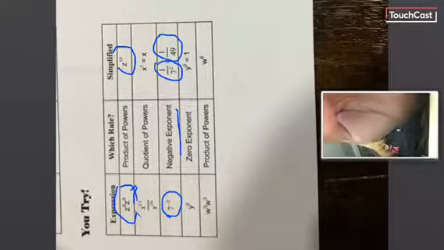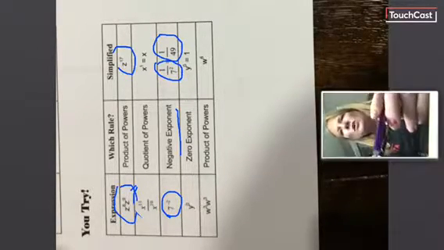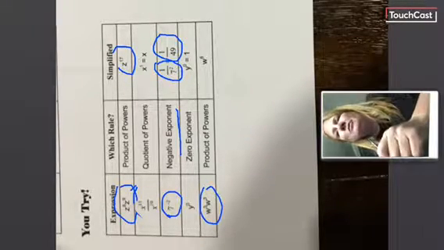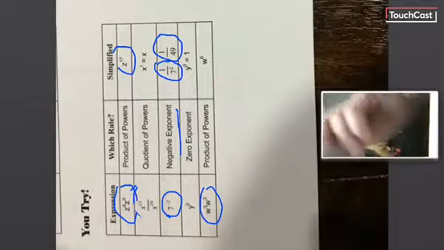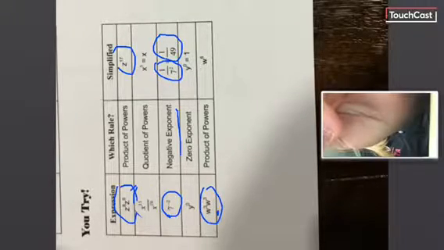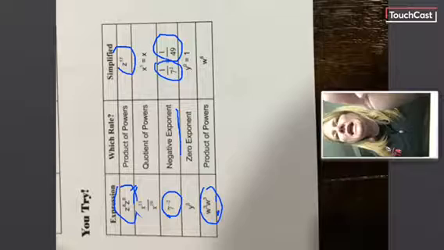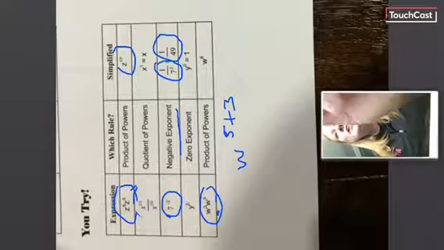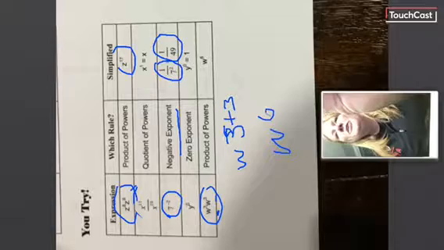The zero exponent rule, y to the 0 is 1. And then the product of powers, w to the power of 3 times w to the power of 3. Again, we have like bases, w and w, so we simply add the exponents. And this is just w to the power of 3 plus 3. That's a 3. And you get w to the power of 6.